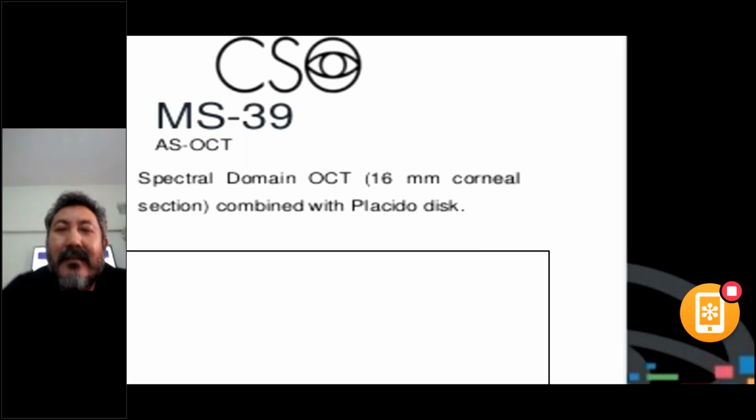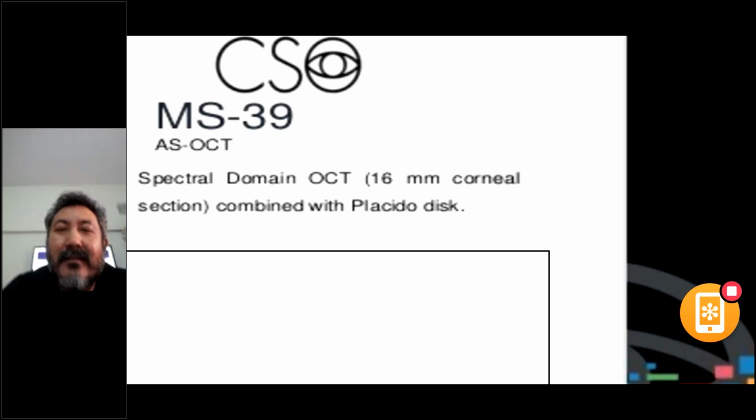After that, you have the OCT, which is even more superior. This is supposed to be a more superior combination with the placido disc. In between, the scan fluke and placido disc combination came. Now the OCT and placido disc combination has come.